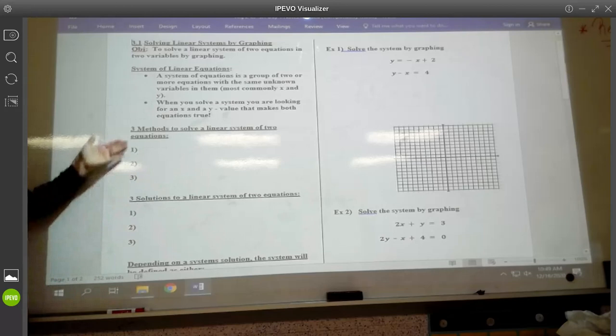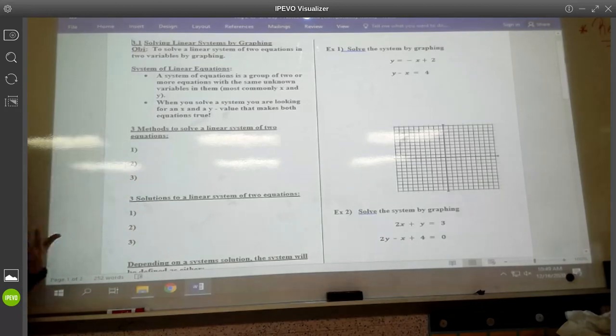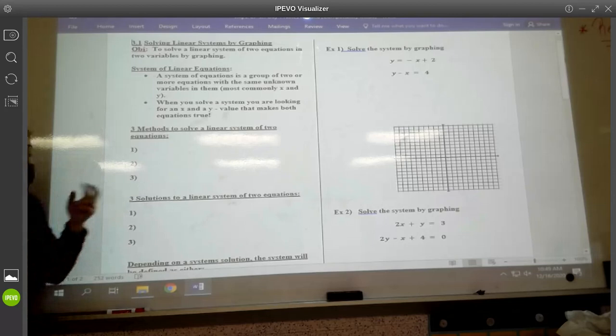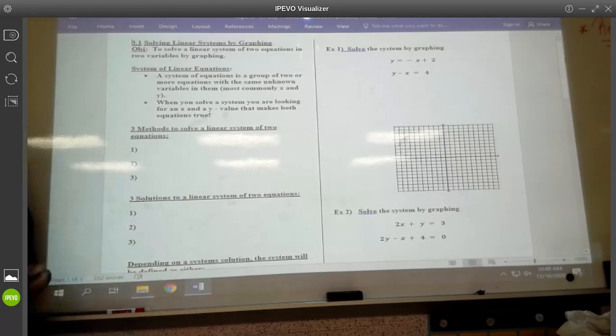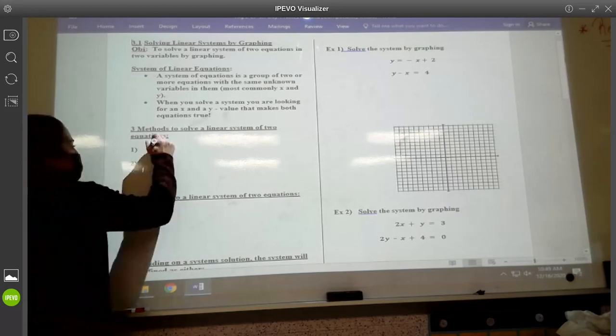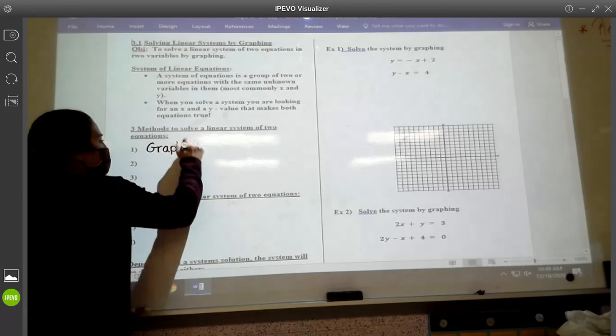So like I said, there's actually a few different ways to solve a system. The way that we teach you first, or basically review with you guys, is to solve it by graphing. And I get it. Graphing is usually everybody's.